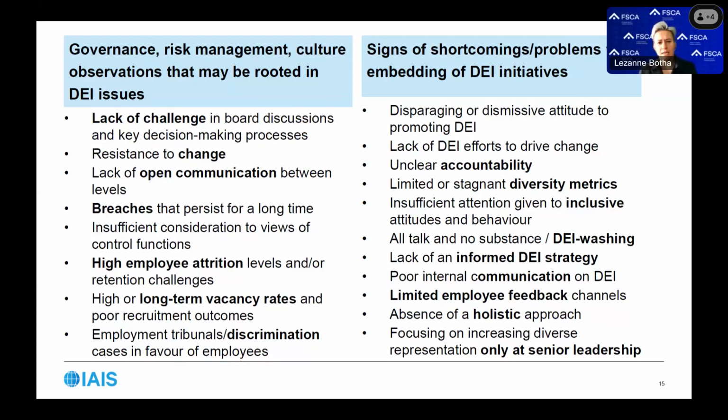And then also findings, for example, at employment tribunals or discrimination cases in favor of employees. That's very common. The second list, like I said, really sets out the signs of shortcomings or problems with embedding DE&I initiatives. So this is more relevant to supervisors who are already or planning to examine DE&I. These could include disparaging or dismissive attitudes to promoting DE&I, a lack of DE&I efforts to drive change, for example, limited or stagnant diversity metrics, so how the diversity is measured, all talk and no substance, the DE&I washing that I referred to, poor internal communication on DE&I, lack of DE&I strategy, and then also, for example, focusing on increasing diverse representation only at senior leadership levels. So these are just some of the examples of what is set out in those lists.